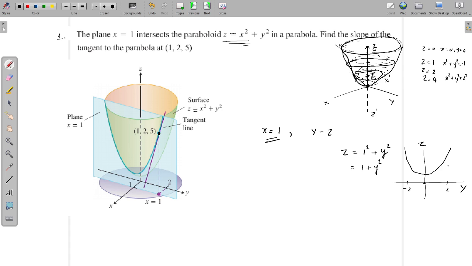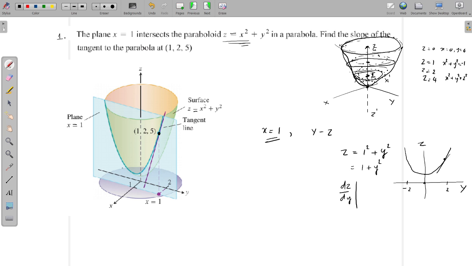At some point of this parabola, we need to find the slope of the tangent. So that is the derivative of this function at that point. To find the derivative of this function, you need to consider d by dy at the point.